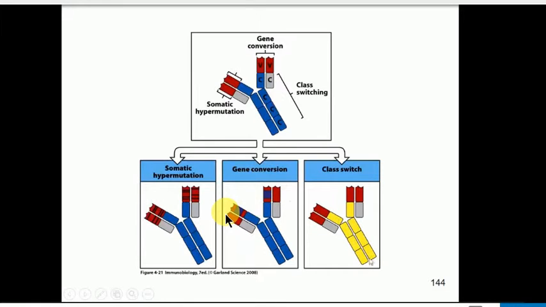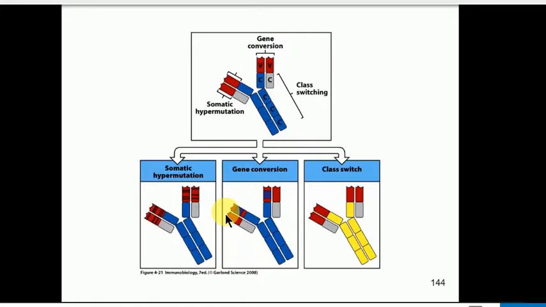And we can have class switching, where the constant parts of the heavy chain change, so that we actually change the class of antibody the cell's producing without changing its affinity for the antigen. So put all these things together, the somatic hypermutation, the junctional diversity, the combinatorial switching, the class switching, and now you can begin to get a sense of where the enormous diversity in antibody comes from.